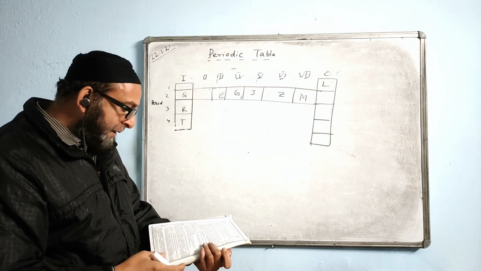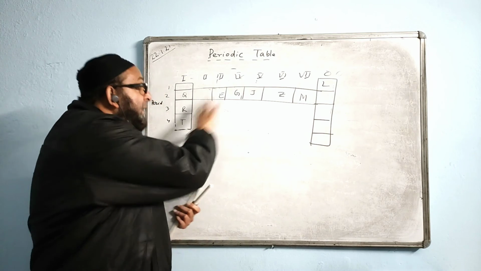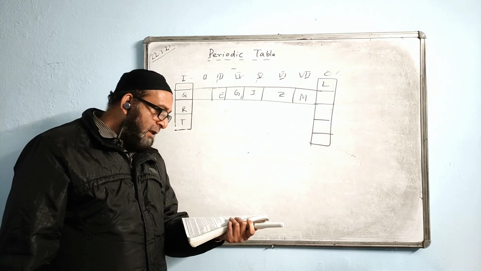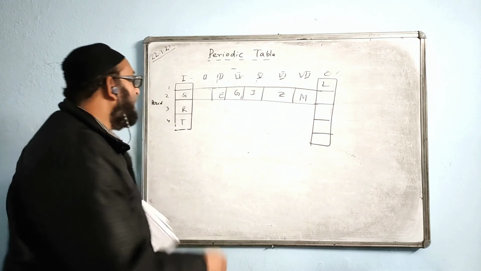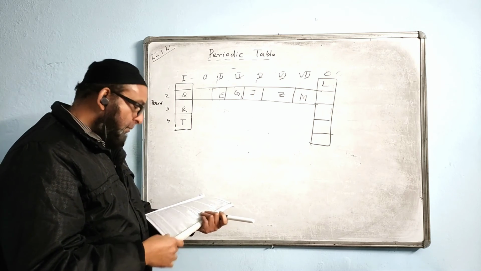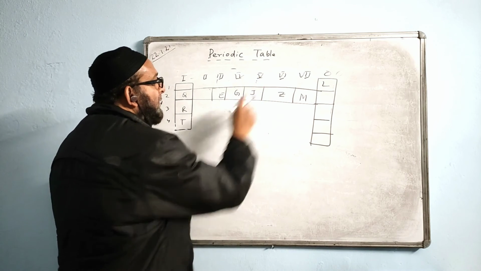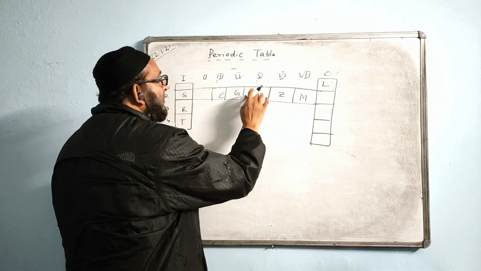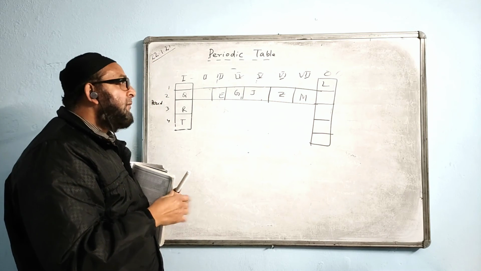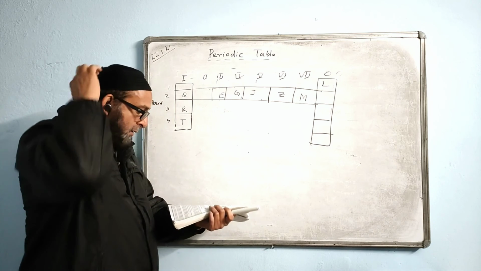Use only the letters written in the periodic table below to answer the question. You have to only use the letters given there in the periodic table. They are saying state the number of valence electrons in atom J. Where is J? This belongs to which group? J belongs to group 5. So what is the number of valence electrons? 5 only.